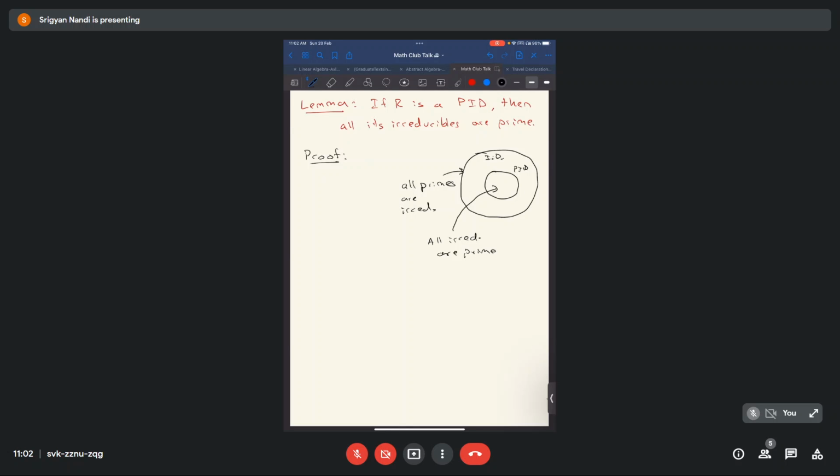So we would basically want to prove this statement of the theorem. That would imply that in a PID, the set of primes are precisely the set of irreducibles. So we want to prove the theorem: if R is a PID, then all irreducibles of R are primes, which is again another trivial theorem. So we basically have to show that if a is an irreducible in a PID, then a is a prime.